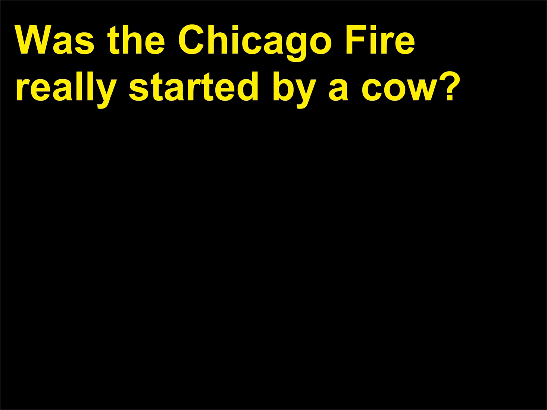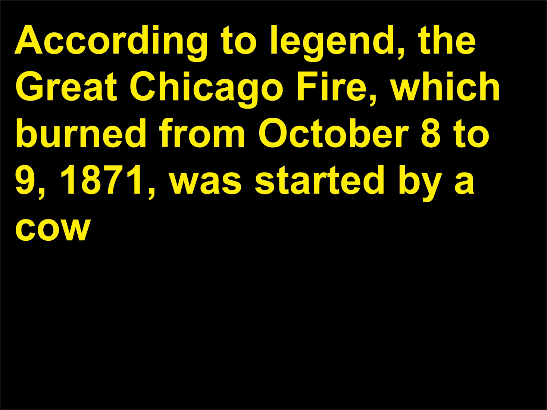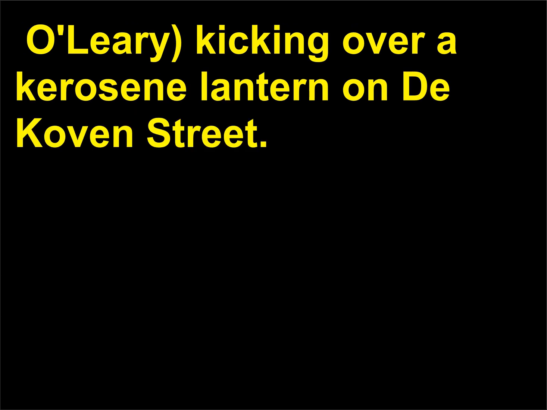Was the Chicago fire really started by a cow? According to legend, the Great Chicago Fire, which burned from October 8 to 9, 1871, was started by a cow, usually described as belonging to a Mrs. O'Leary, kicking over a kerosene lantern on DeKoven Street.